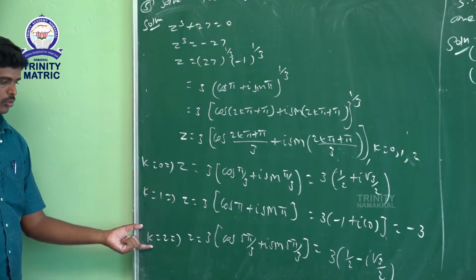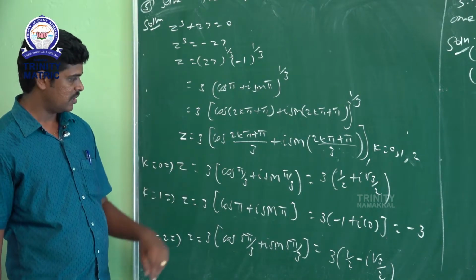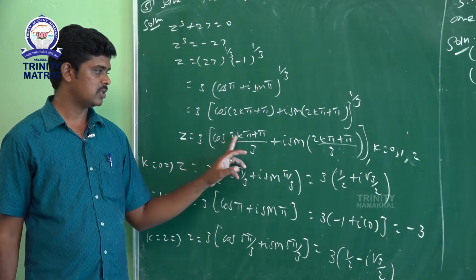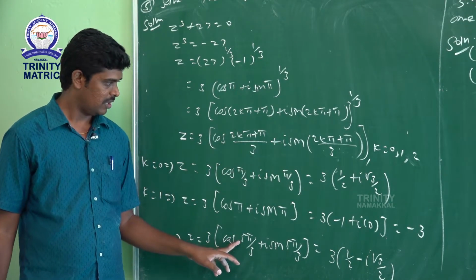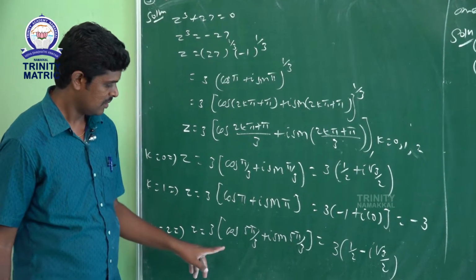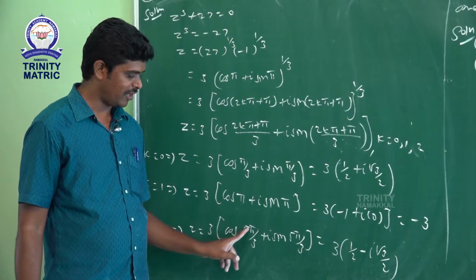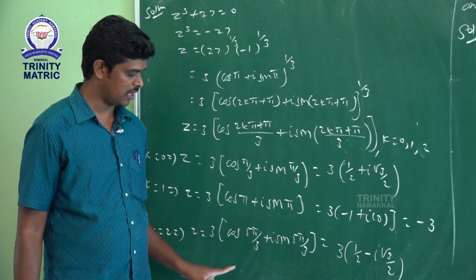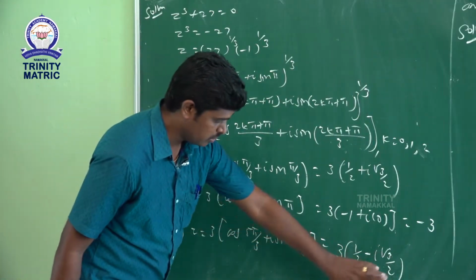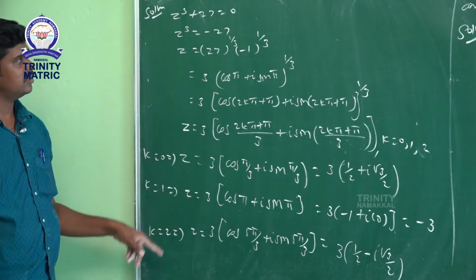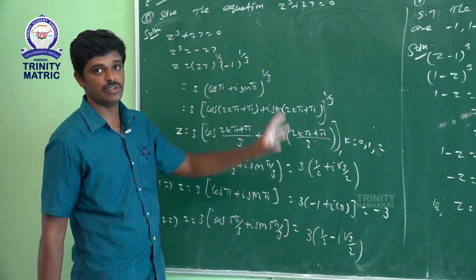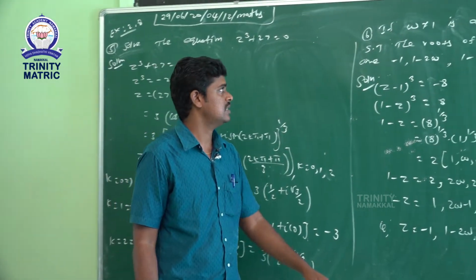Next, k equal to 2. Substitute the same here also. So z equal to 3 into cos, 2 2s are 4, 4 plus pi, totally 5 pi by 3, plus i sin 5 pi by 3. That can be written as cos 5 pi by 3, that is 2 pi minus pi by 3. So we get the answer 1 by 2 minus i into root 3 by 2. This is the last answer. Here cube root means we want 3 answers. Fourth root means we find 4 answers. Go to the sixth question.